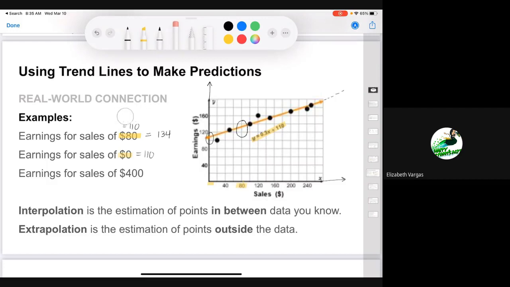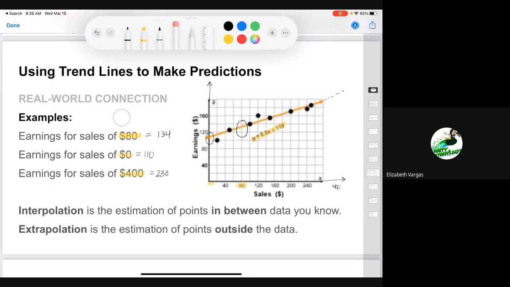Okay. So what about this one? Earnings for sales of 400. Well, as you can see, 400 is not even on the graph. It would be somewhere all the way over here. And so how do we find the earnings for sales of $400? Well, very similarly, we would just plug it into our trend line. So that's why it's important to have an equation for the trend line so that we are able to make predictions that exist outside of our data set. So this would give me 230.